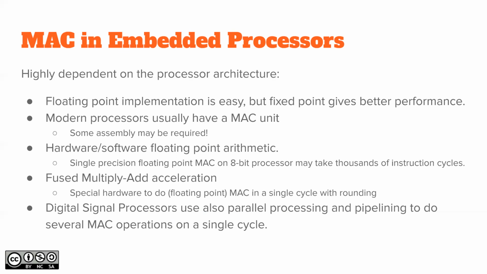Okay, then there's a separate family of specialized processors called digital signal processors, which use, for example, parallel processing and pipelining to do those MAC operations as fast as possible. So a digital signal processor is a highly specialized processor to do MAC operations. It's nothing more than that.